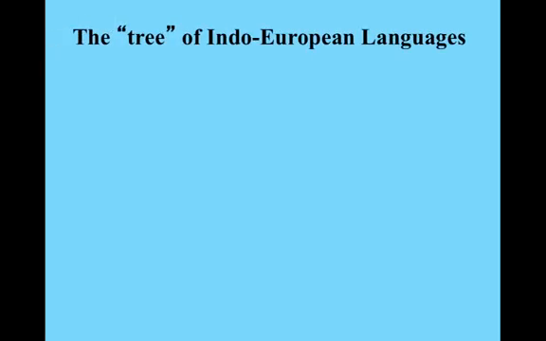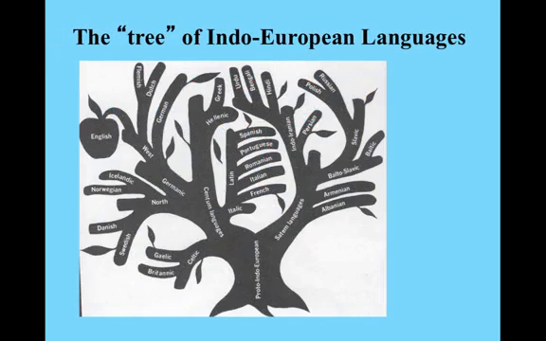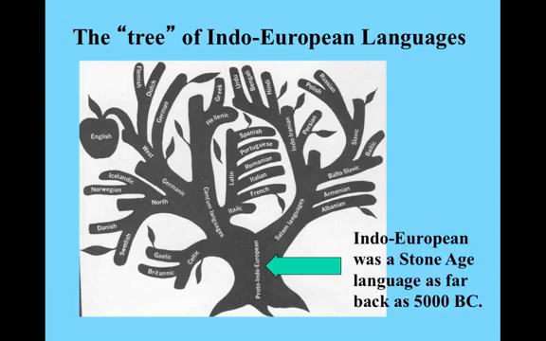So first, the tree of Indo-European languages has to do with what languages are related to English. If you look down here at the bottom of the tree, all of these languages stem from Proto-Indo-European, which was a Stone Age language as far back as 5000 BC. If you look up way at English on the apple, you can see that the closest branch to English is West Germanic, which means that actually English is most closely related to German.